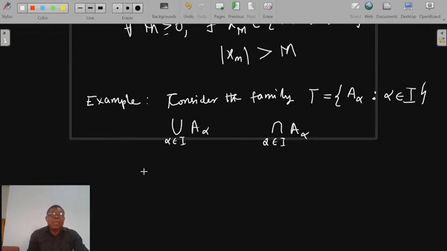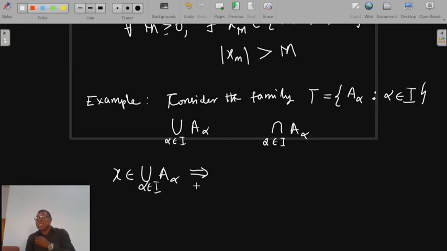So, based on this, we can see that if we take x in the union over alpha in I of A alpha, what does this mean? Whenever we take x in this union, it means that x is in at least one of the A alphas. How do we represent that mathematically?